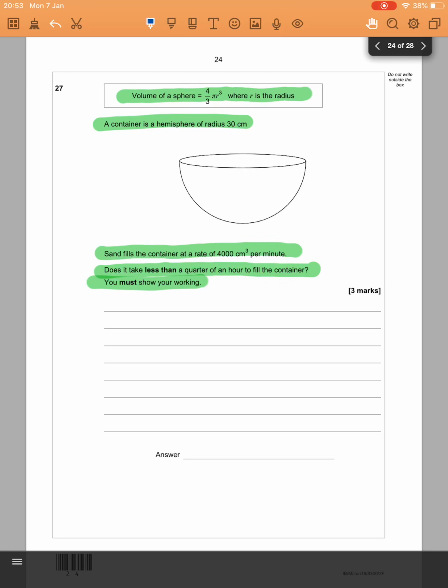So first thing we'd need to do is to work out the volume of the hemisphere. So we've been given our formula. Volume is 4/3 pi r cubed. And we're told the radius of the hemisphere is 30. So it's 4/3 times pi times 30 cubed.